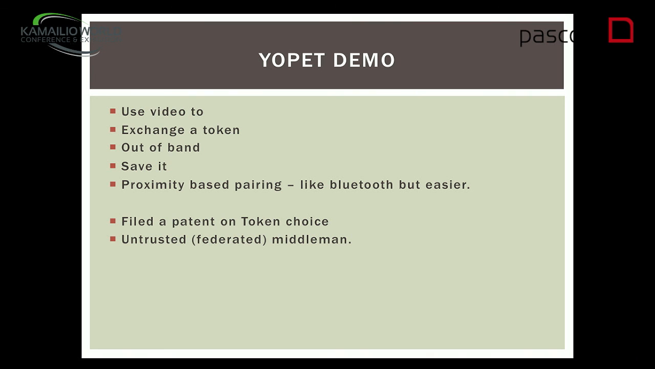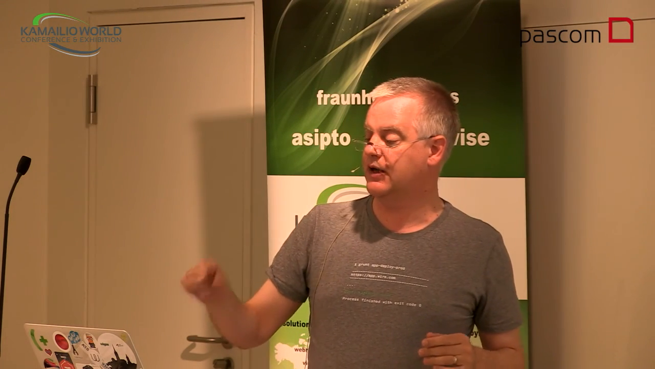So basically what Yopet is about is trying to validate, pair a couple of endpoints together and allow them to talk exclusively to each other and to nobody else. What it does is it visually exchanges a token. So you show a QR code, like in the previous demo, to a WebRTC page. They both capture that and use it as an authenticating point to meet up.